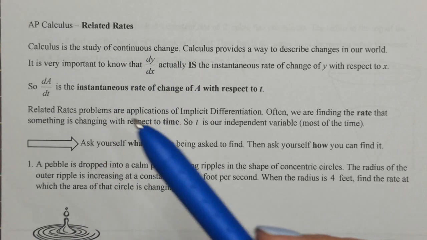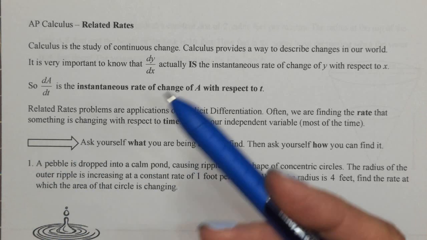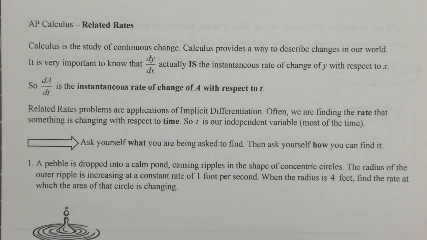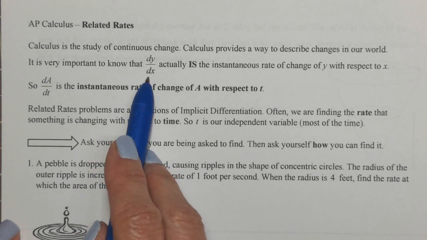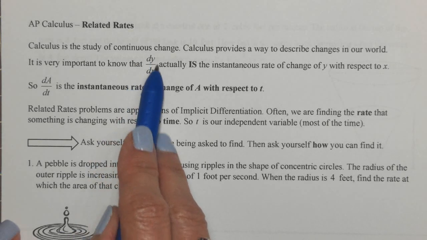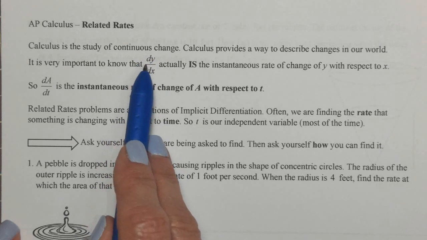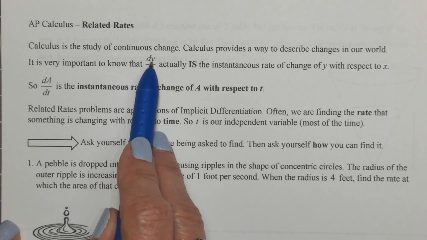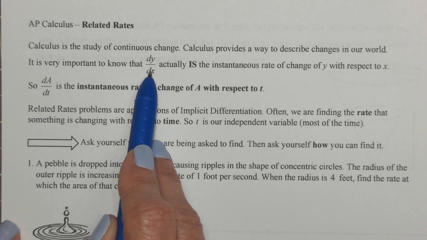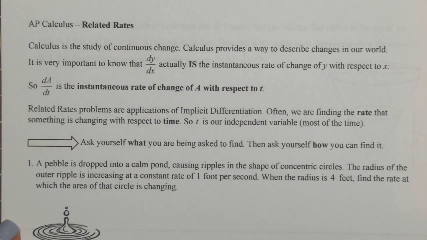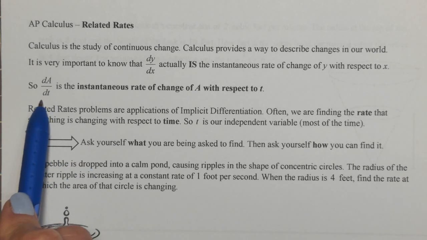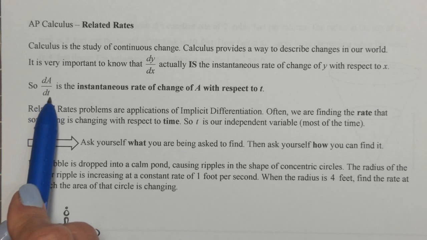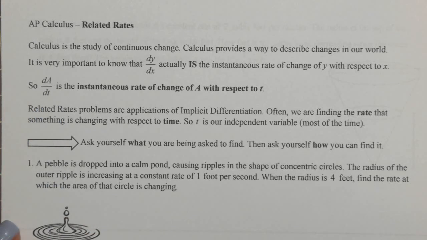So calculus describes the world, the changes that are happening in the world. It is important to know, we've been dealing with dy dx here for a couple of weeks, and it's important to know that there is actually real meaning behind this. It actually is the instantaneous rate of change of y with respect to x. It's a language for describing change. So dA dt is the instantaneous rate of change of A with respect to t. So it is the way that A is changing over t. Okay?